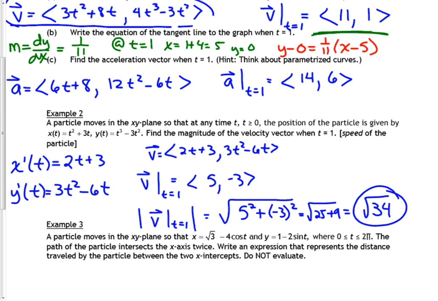So anytime you see magnitude, that's going to be a numeric value, will be positive, and you're just going to use Pythagorean theorem with your velocity vector. Moving on to example 3.